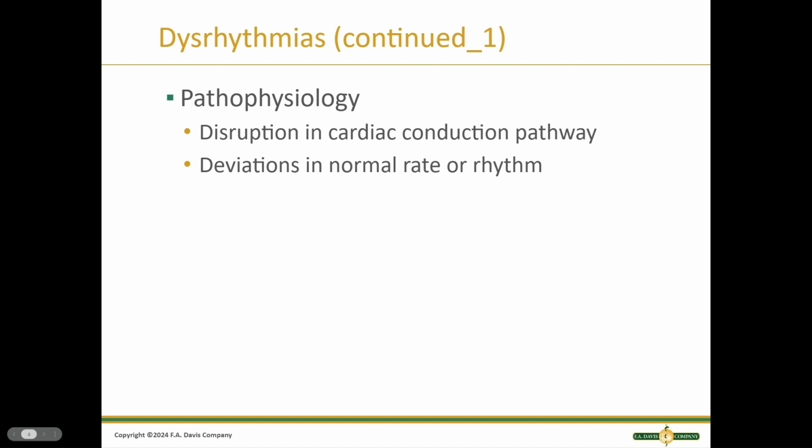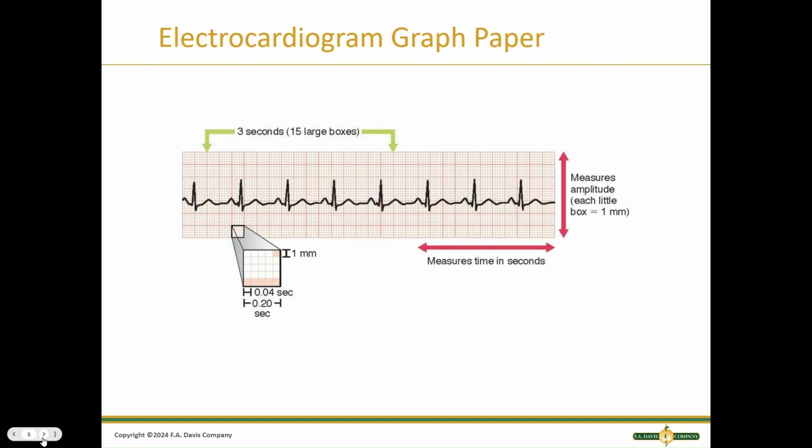So, a little pathology, we know that dysrhythmia is caused from a disruption in that cardiac conduction pathway or that electrical pathway, and it's a deviation from the normal rate or a normal sinus rhythm.